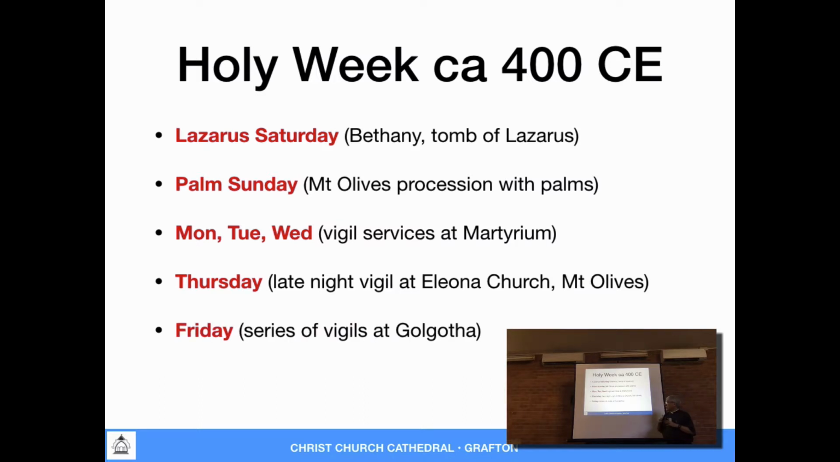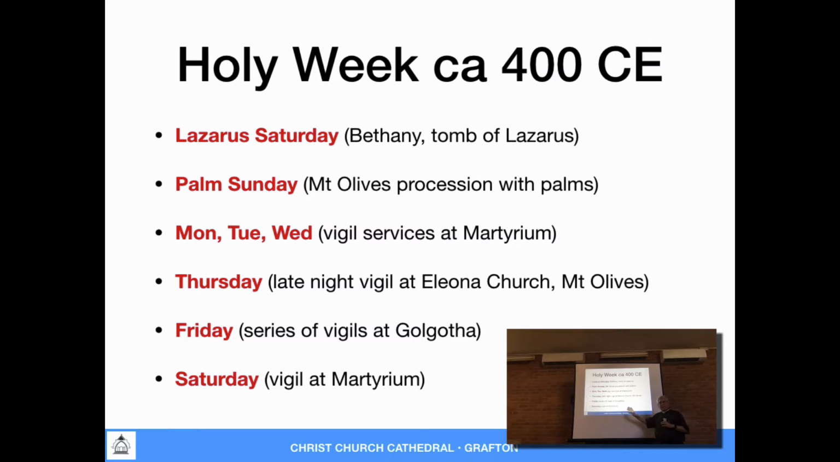On Friday, there was a whole series of vigils at Golgotha. Golgotha is the hunk of rock in the Church of the Holy Sepulchre where the cross stood, according to the tradition. Okay? It's still there today. And then on Saturday was a fasting day and a vigil at the Martyrium. And then, of course, on Saturday night, Sunday morning would be the Easter celebrations, where they'd light the holy fire and do all the stuff we're going to do in a couple of weeks' time. Okay? So this is around about 380.